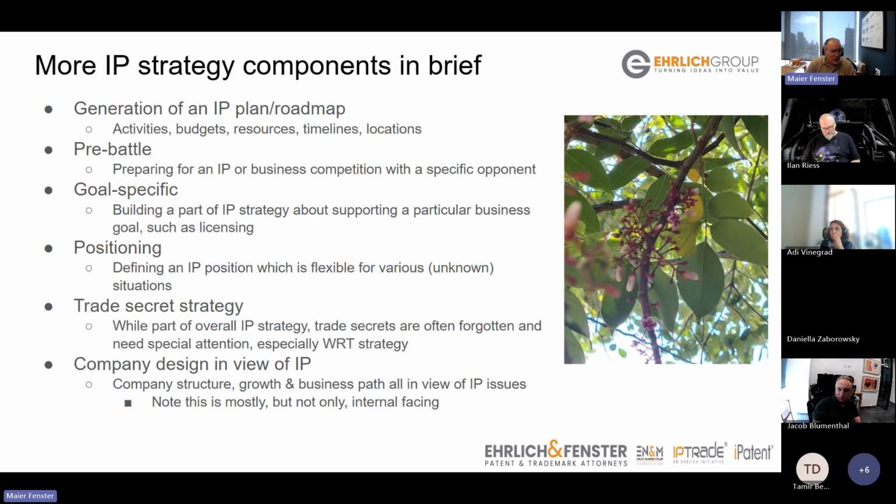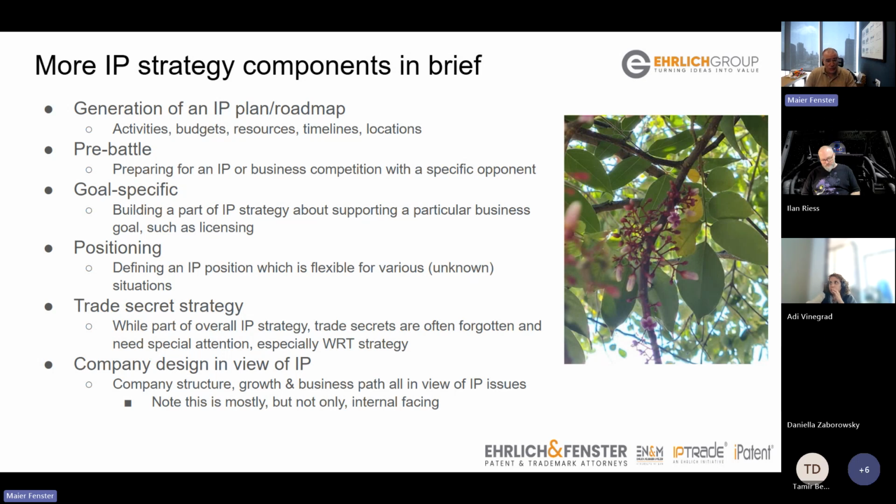The general concept of positioning. You want your company to be positioned with a strong IP portfolio, which gives you flexibility to move around. A trade secret strategy. Obviously, it's a part of IP strategy, but I'm calling it out because of this great quote that I saw, that trade secret strategy is usually an afterthought in IP strategy, if any exists. Okay, so a lot of people don't have a clear IP strategy, and even less a trade secret strategy.